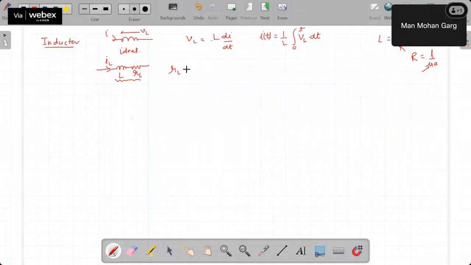So this RL is called ESR, equivalent series resistance. This RL will be representing the entire losses which are there in the inductor. So IL square into RL will give the losses in the inductor.